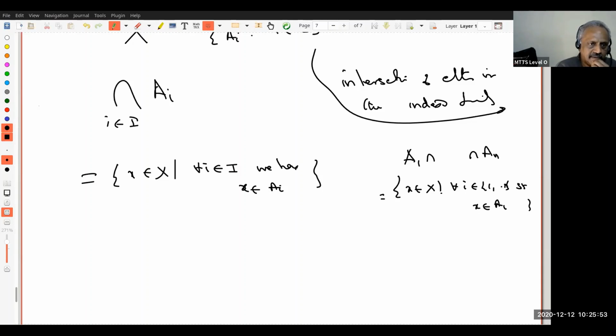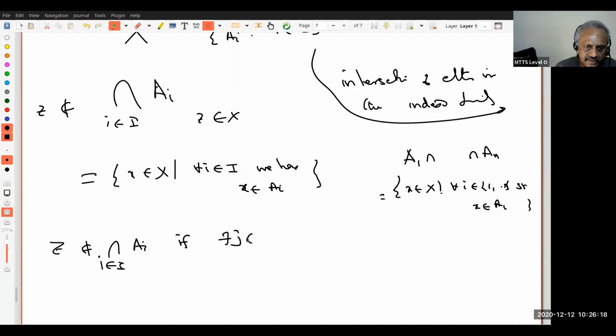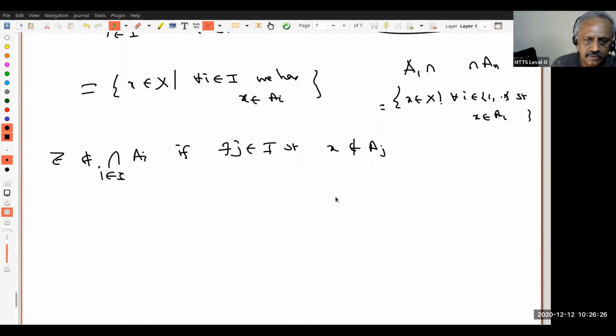Therefore, if I say a z is not here, what does it mean? So z is an element of X, and I say z is not in the intersection. What does it mean? See, that is where the logic is needed. If it were there, for every i, z must be in A_i. So this is false. What does it mean? Therefore, z does not belong to the intersection of A_i if there exists a j in I so that z is not in A_j. At least it does not belong to one of the elements. Do you understand?